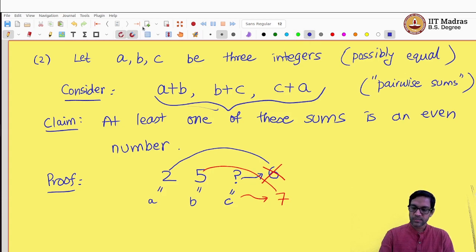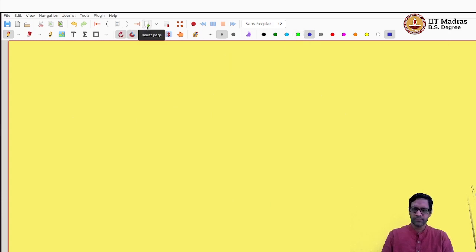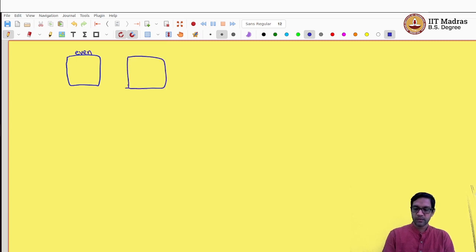So let's try and do this formally using the pigeonhole principle. Let's set it up like this. We will make one box where we will put the even numbers. We will make another box where we will put the odd numbers. Okay, what does this mean? Now I have got three numbers A, B, and C. These are my objects, my three given numbers, and these are my boxes. There's one box where I will put the evens and another box where I put the odd numbers.